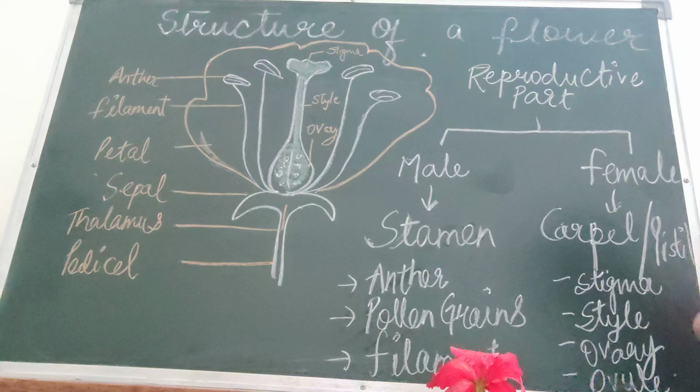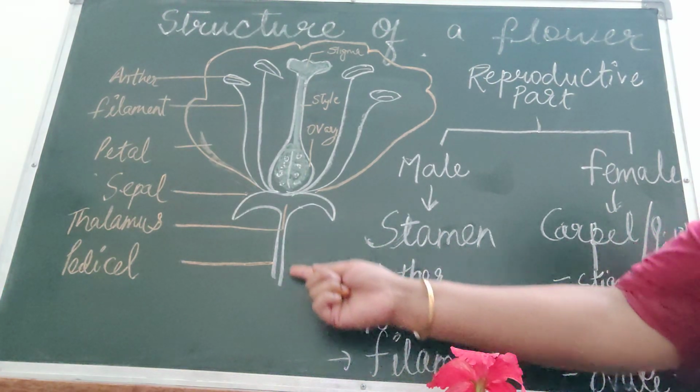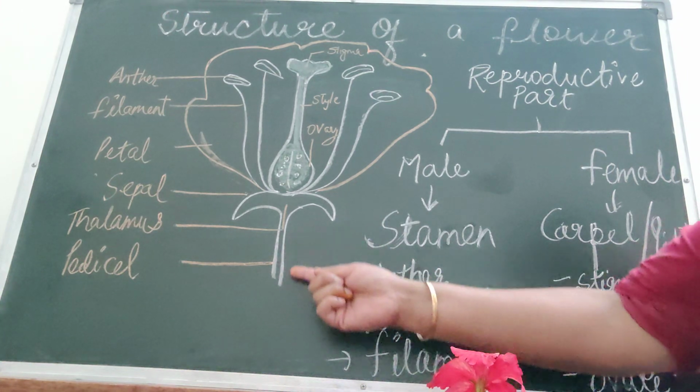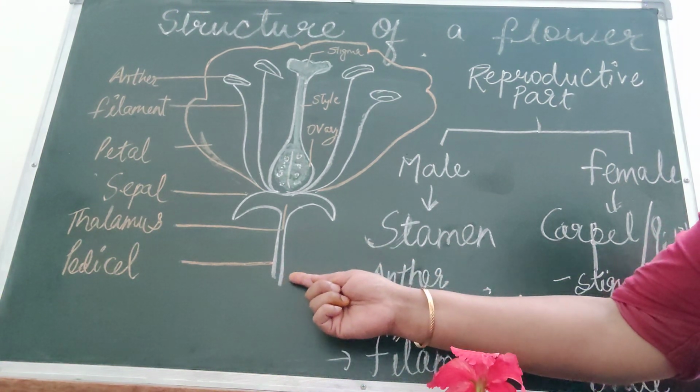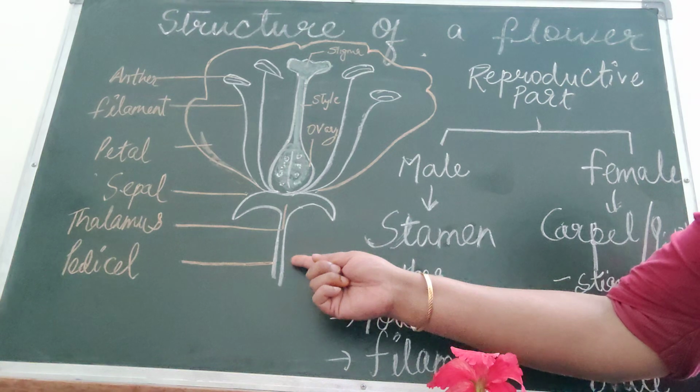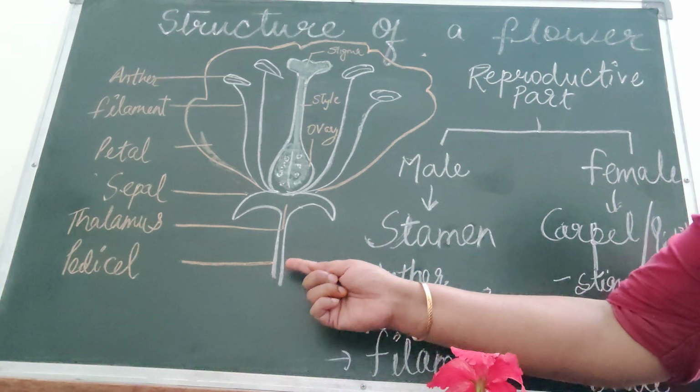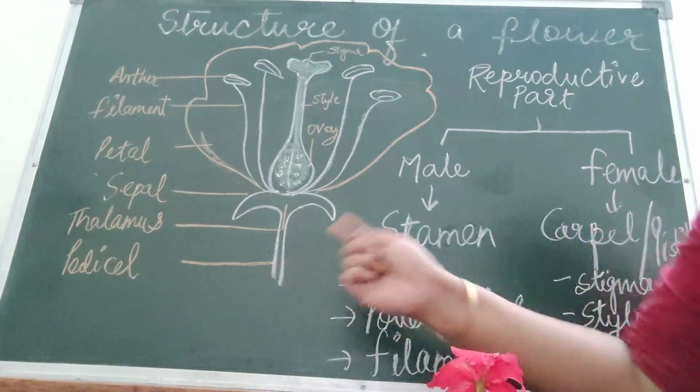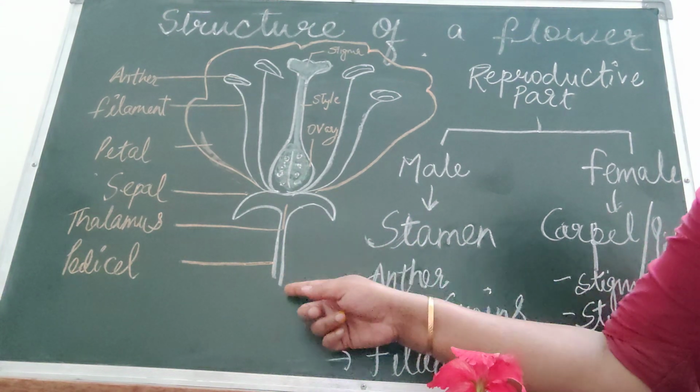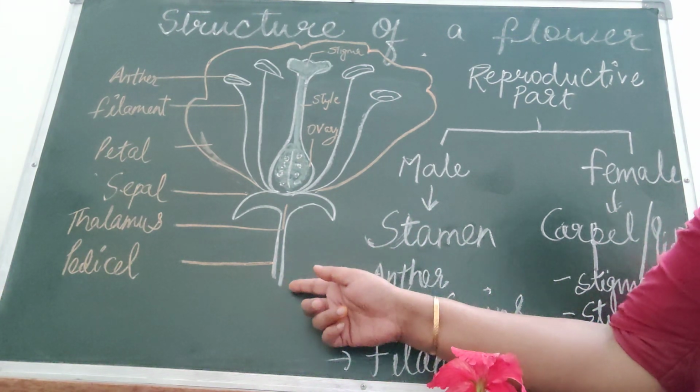First of all, understand the basic structure. The basic structure is that this is the part of the flower which is being attached, because of which the flower is being attached to the stem. So this is pedicel. In the case of leaf, it is petiole. In the case of flower, it is pedicel.